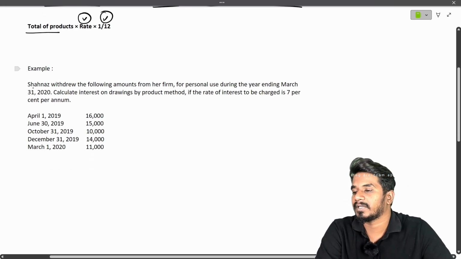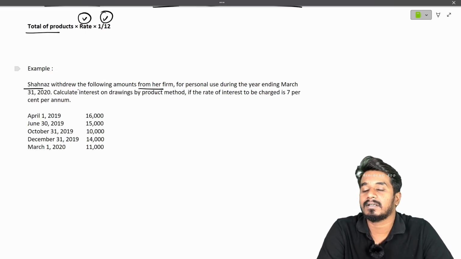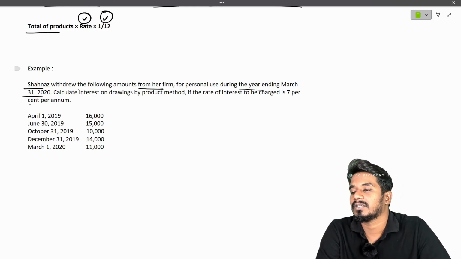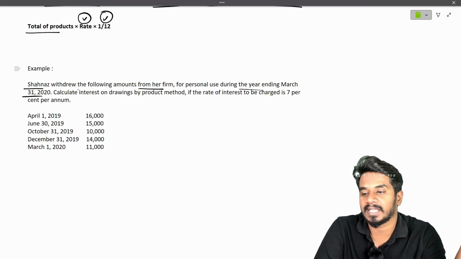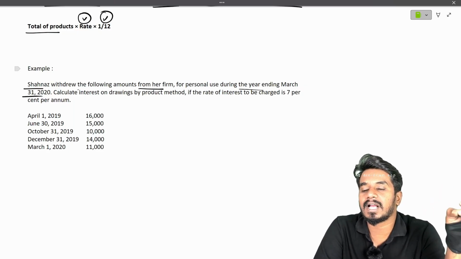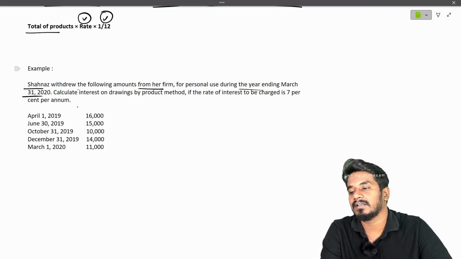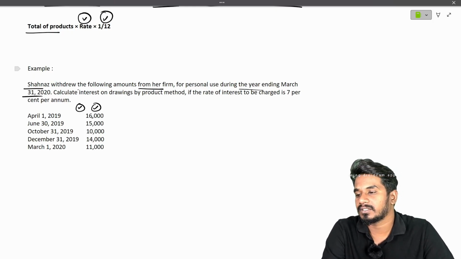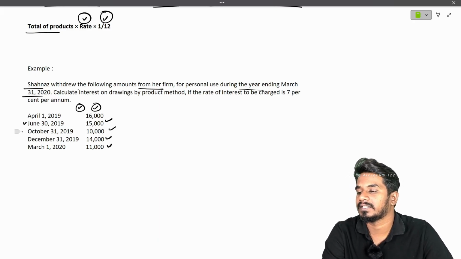Fine. So for example, Shahnaz withdrew the following amounts from her firm for personal use during the year ending March 31st, 2020. Calculate interest on drawings by the product method, if the rate of interest to be charged is 7%. So 7% is the interest on drawings and the withdrawals are given below. On 1st April 2019, she withdrew 16,000, and on June 30th, 15,000, and 10,000, 14,000, 11,000 on these dates.